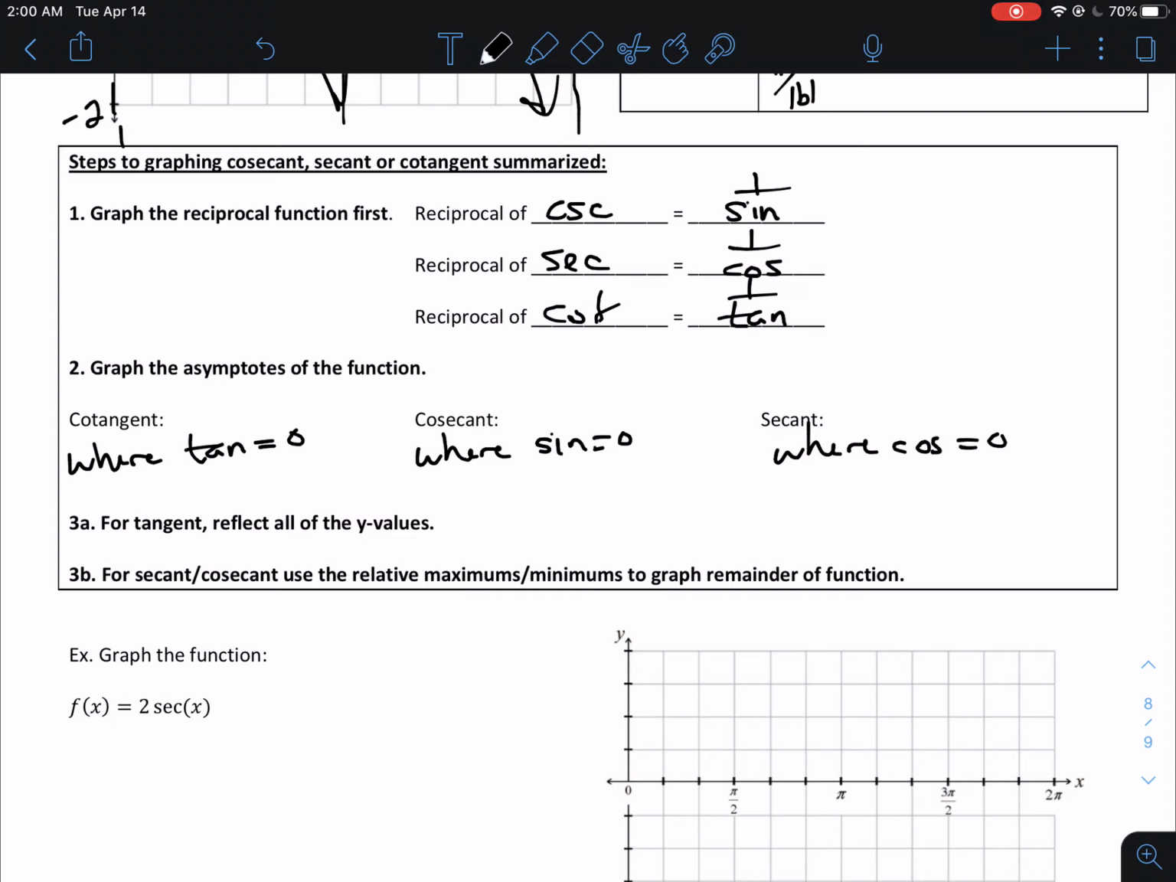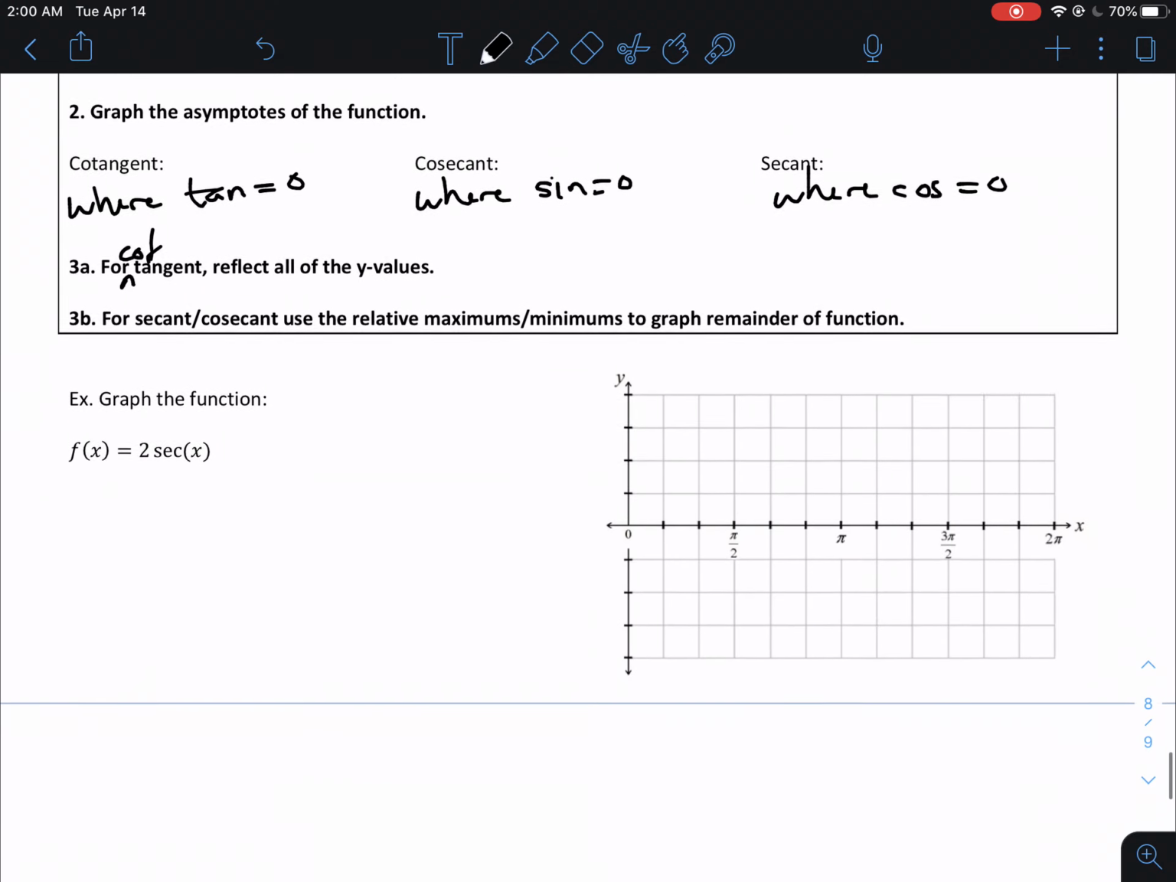And then step 3, it depends on which type of graph you are making. For a cotangent is what it should have said, so let me add in the co part. But for cotangent, I reflect all of the y values, and that'll get you your graph of cotangent. For secant or cosecant, you just use your relative maximums or minimums, and you graph the remainder of your function, understanding that they become opposites.